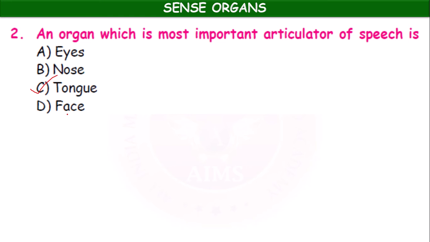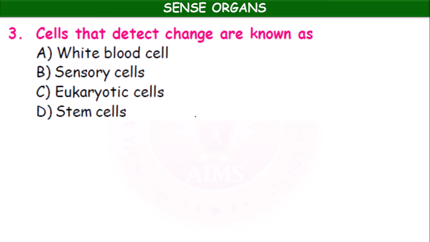An organ which is the most important articulator of speech is eyes, nose, tongue, face. It is the tongue. The cells that detect the change are known as white blood cells, sensory cells, eukaryotic cells, stem cells. They are sensory cells. Sensory cells are also called receptors, receptor cells. Eye has photoreceptors, skin has tactile receptors, nose and tongue have chemoreceptors. All the sense organs are specific. They are made up of specific receptors to detect specific stimuli.